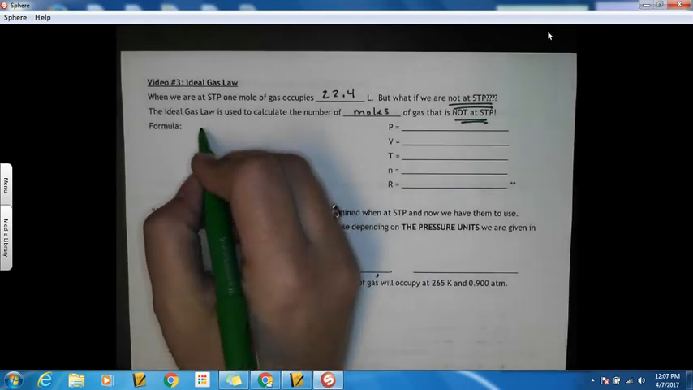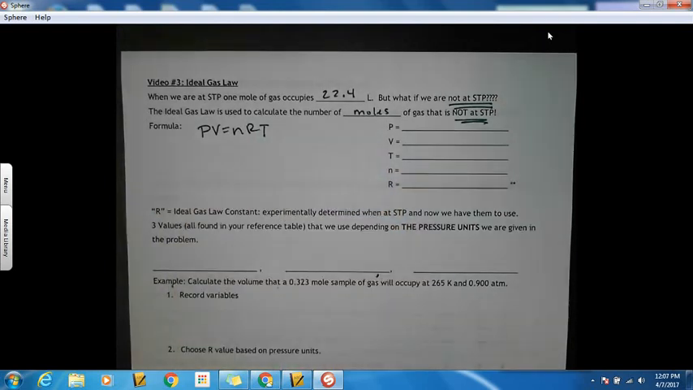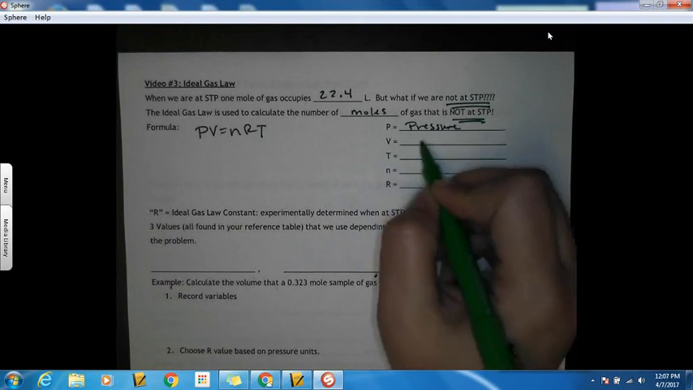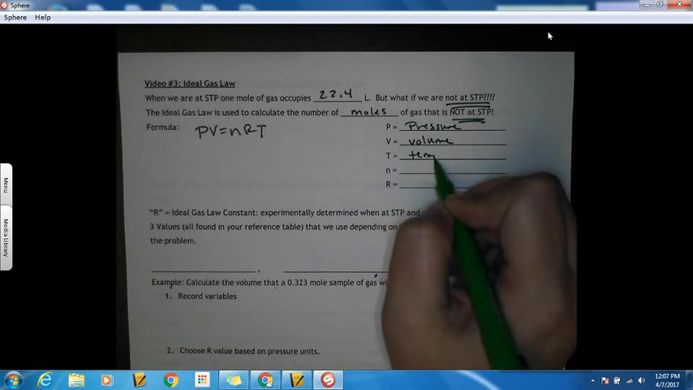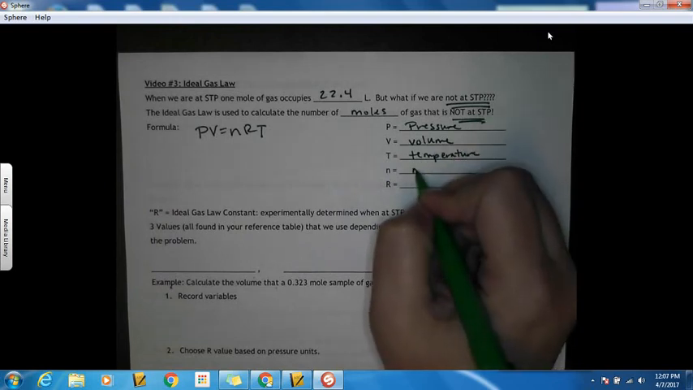Alright, so we have our formula, PV equals nRT, and again, this can be found in your reference packet, where P stands for pressure, V stands for volume, T stands for temperature, n stands for the moles, and R is what we call our gas constant.